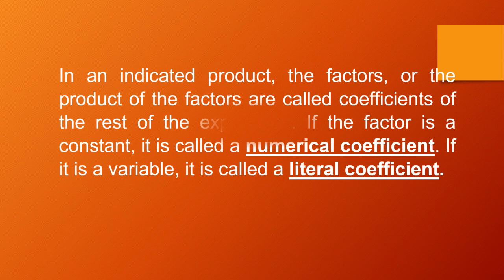In an indicated product, the factors or the product of the factors are called coefficients of the rest of the expression. If the factor is constant, it is called a numerical coefficient. If it is a variable, it is called a literal coefficient.